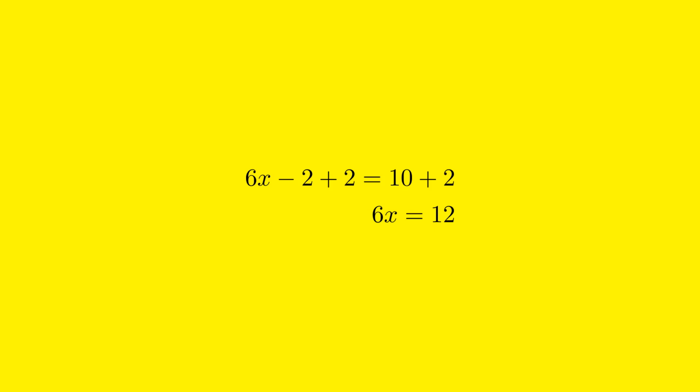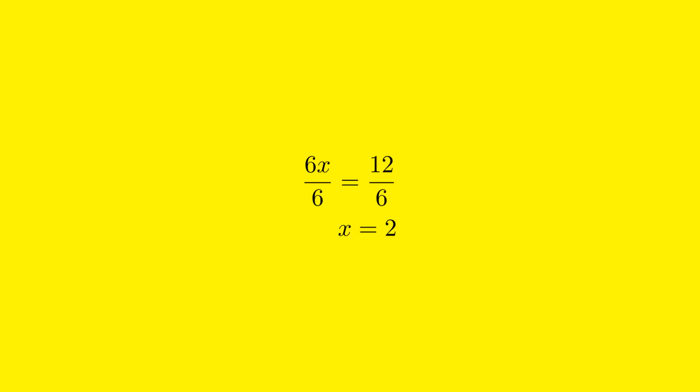On the left-hand side, we have 6x minus 2 plus 2. When you add minus 2 and plus 2, they cancel each other out and become 0. So the left-hand side simplifies to just 6x. On the right-hand side, we had 10, and now we add 2 to it, making it 12. After performing the addition, the new equation becomes 6x equals 12. To summarize this step, we added 2 to both sides of the equation to get rid of the minus 2 on the left-hand side, simplifying the equation to 6x equals 12.